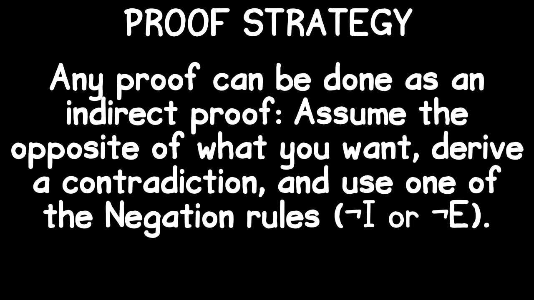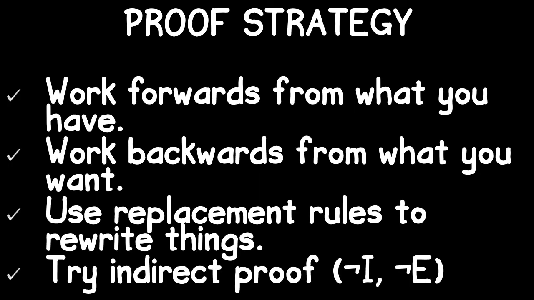Finally, any proof can be done as an indirect proof. If all else fails, assume the opposite of what you want, derive a contradiction, and use one of the negation rules, either negation introduction or negation elimination. That's it. The rest is down to practice.